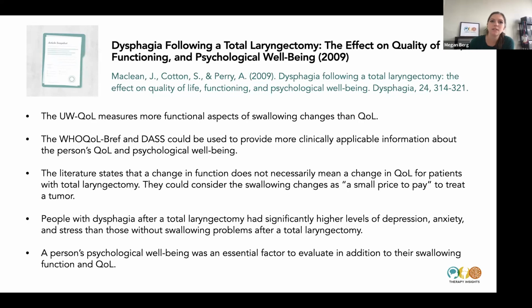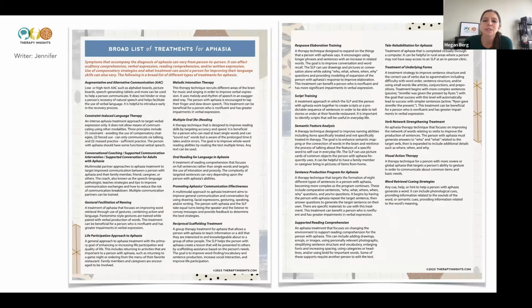All right. Thank you. The next resource we're going to talk about is a 2-page resource called A Broad List of Treatments for Aphasia. So this is the place to start if you have a patient with aphasia and you're wondering where to go from your assessment. So Jennifer, tell us about this resource.